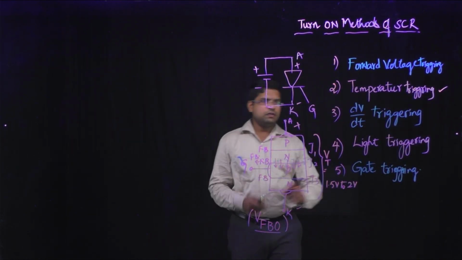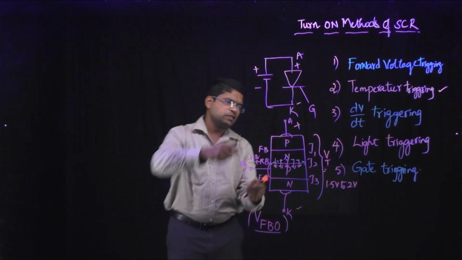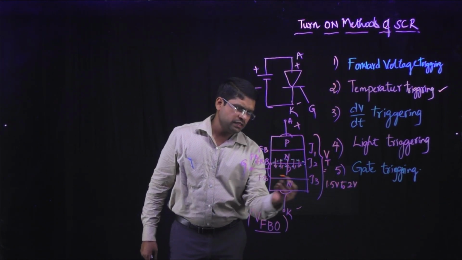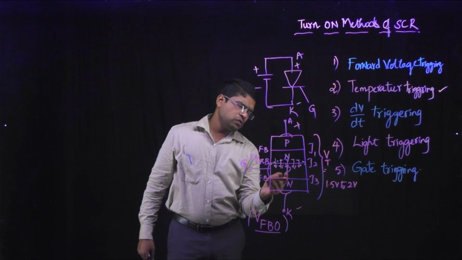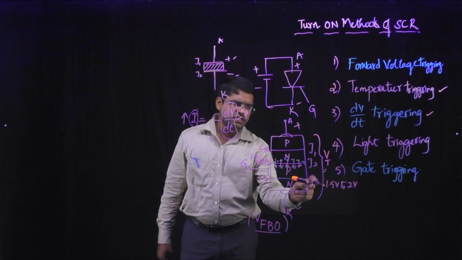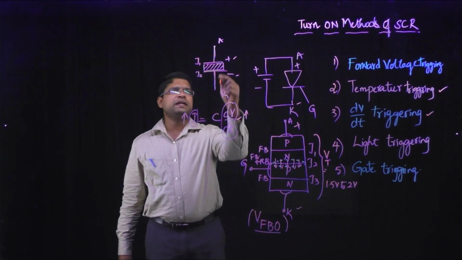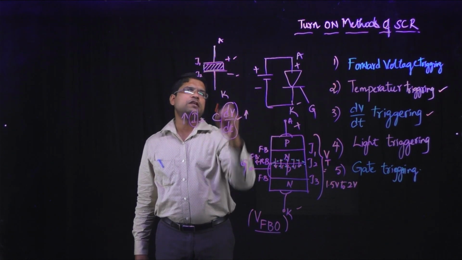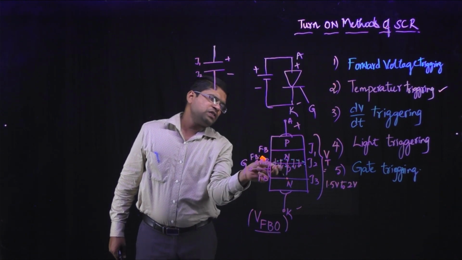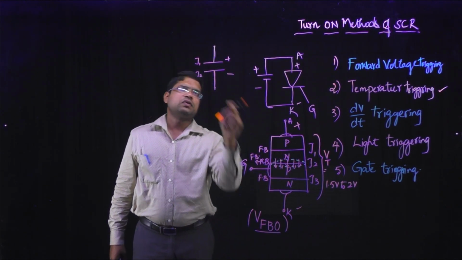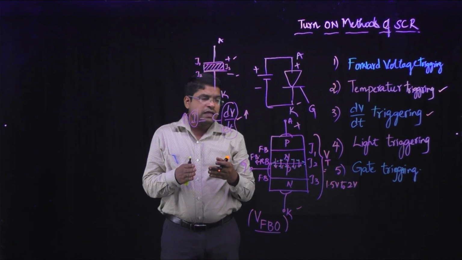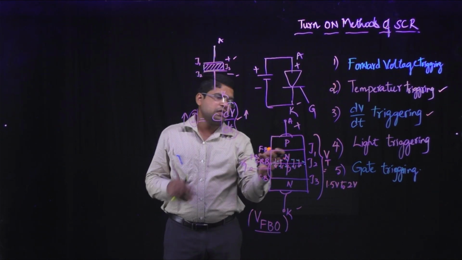Number 3, dV by dt triggering. During the forward blocking state of an SCR, J1 is forward biased, J2 is reverse biased, and J3 is forward biased. So here it simply looks like a capacitor. J1 and J3 act like the conducting plates of a capacitor, the positive plate and the negative plate. And this space is a dielectric medium, which is the depletion layer, because of the space charges in the depletion region.